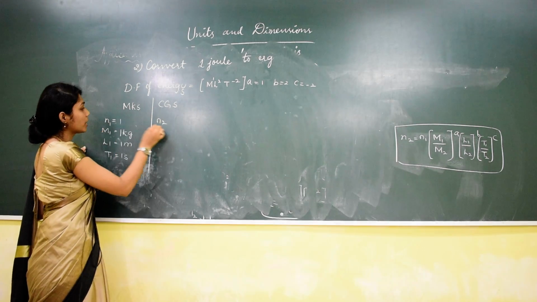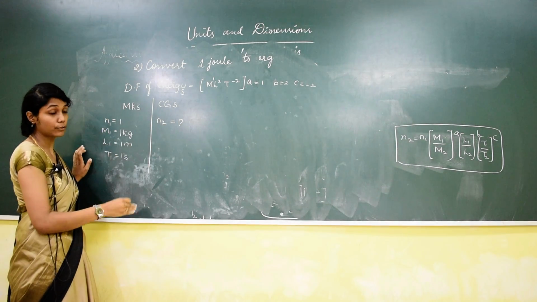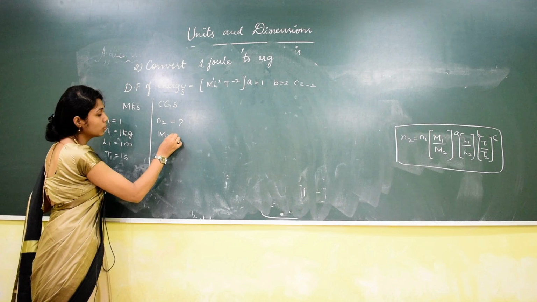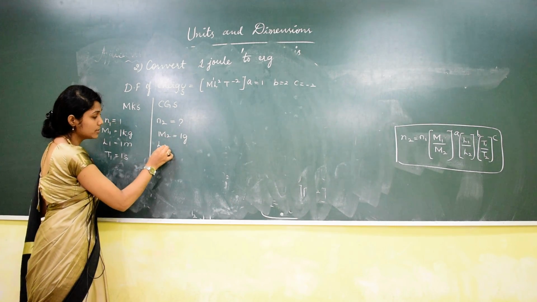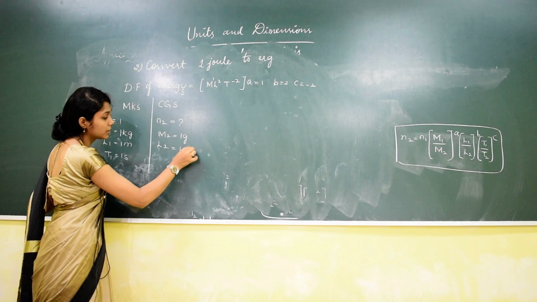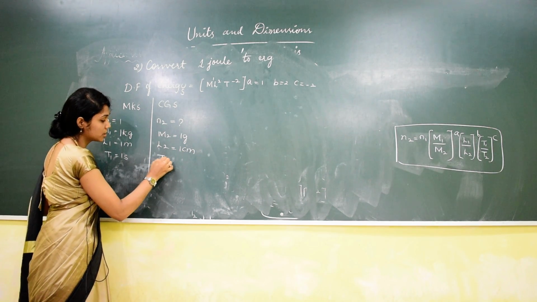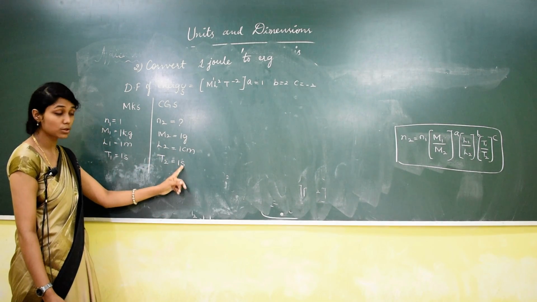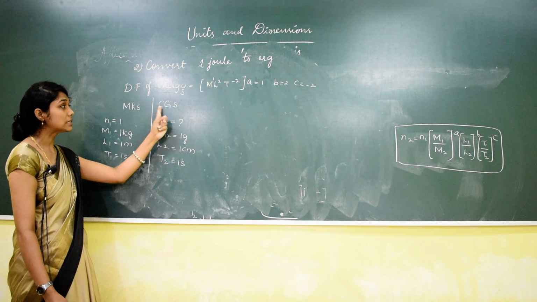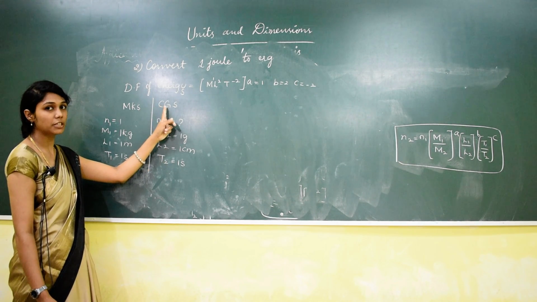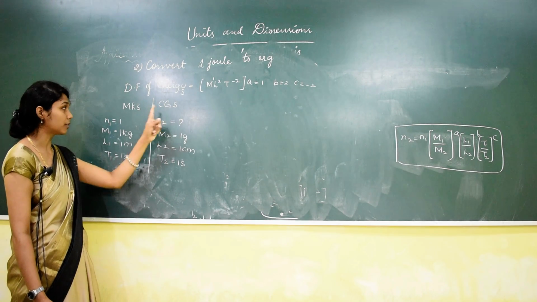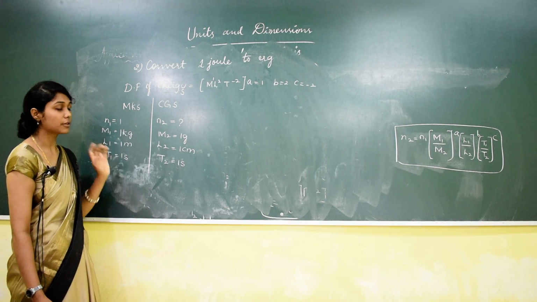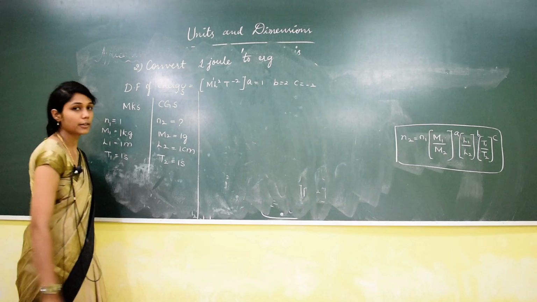And what is the value of N2? N2 I don't know, that I have to find here, because I don't know 1 joule is equal to how much erg. Then what is M2? 1 gram. L2 is 1 centimeter, and T2 is 1 second. Why am I writing gram, centimeter, second? Because I am writing the units of mass, length and time in CGS unit. In CGS, C represents centimeter, G represents gram and S represents second, whereas M represents meter, K represents kilogram, S represents second here.